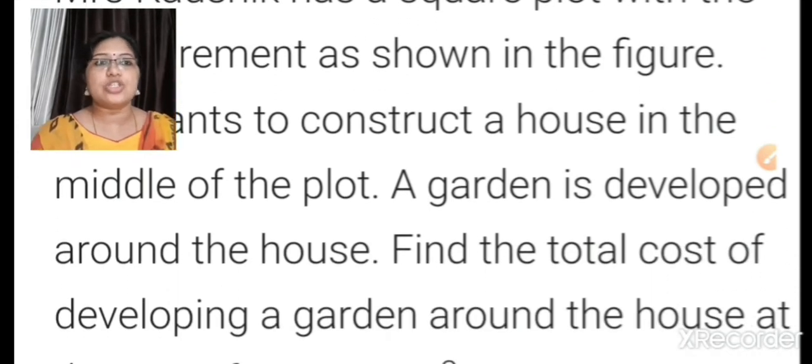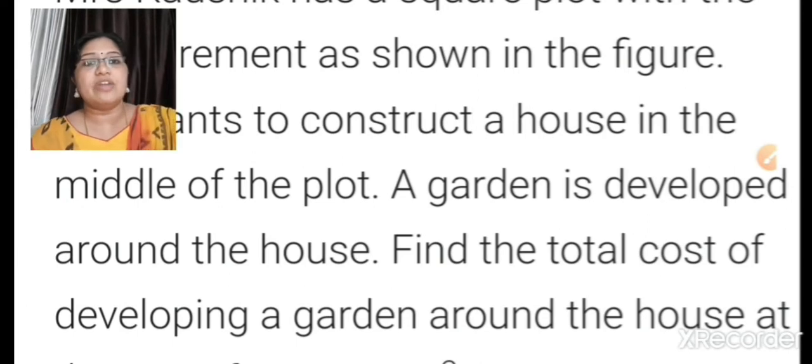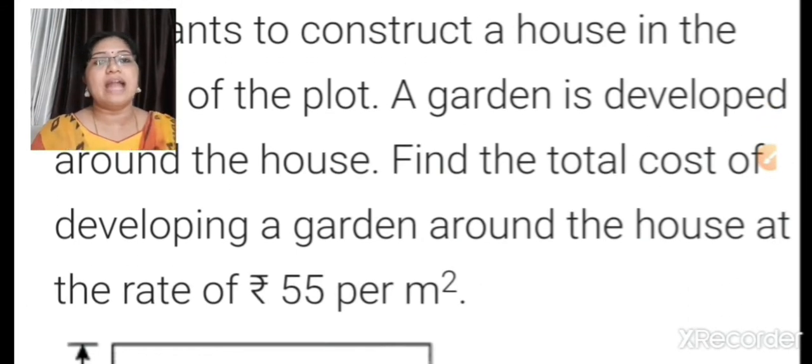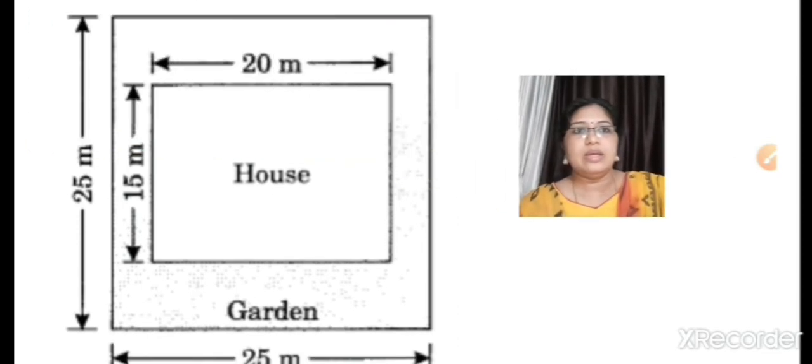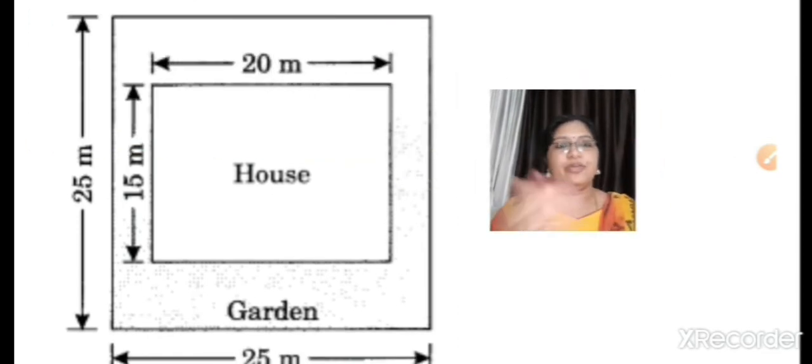Find the total cost of developing a garden around the house at the rate of rupees 55 per meter square. Let us see the picture here. So, this is the figure. Here you can see that it is a square plot, that is 25 meter and 25 meter. In the center, the area of the house, that is length is 20 meter and breadth is 15 meter. So you want to construct the garden around the house.